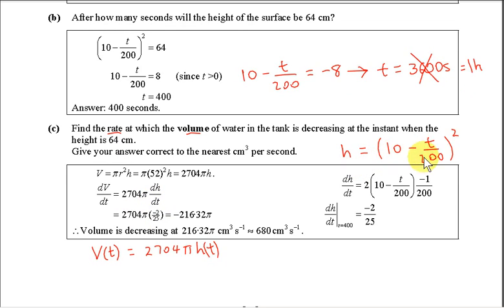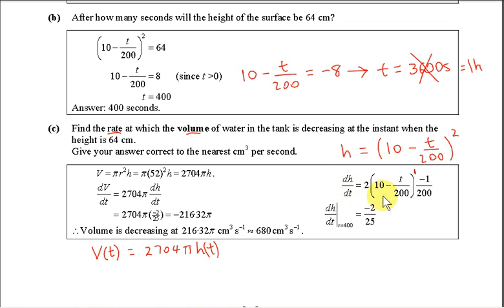We know that h is given by this formula here. So if we want to get dh/dt, we have to differentiate this with respect to time. We use the chain rule here. We differentiate around the brackets, bring down the 2, subtract 1 from the power, so we get 2 times (10 minus t over 200) to the power of 1. Then we must multiply by the derivative of what's inside the bracket. Well, the derivative of 10 is 0 because 10 is just a constant. The derivative of minus t over 200 is just the coefficient of t, which is minus 1 over 200.